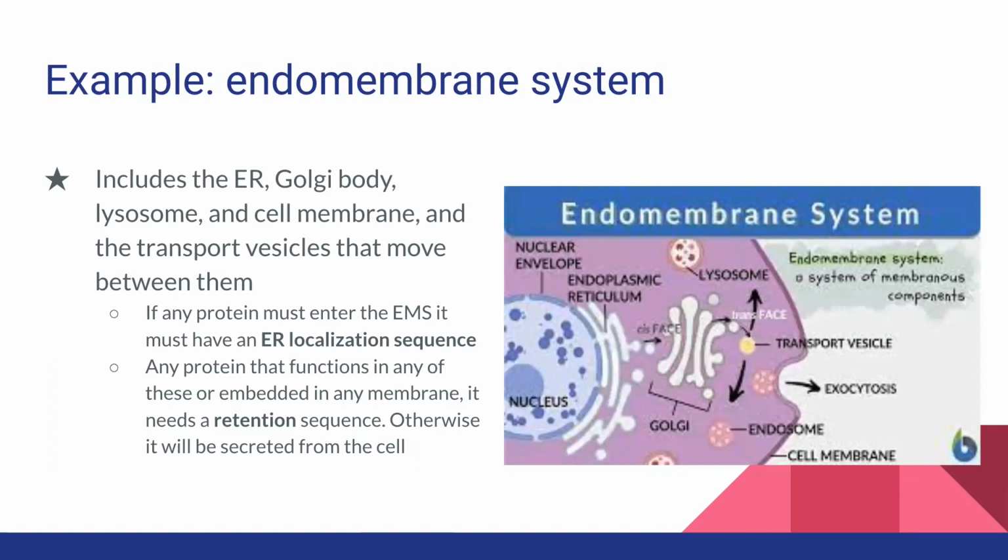Okay, yeah, so any protein that functions in the endomembrane system, including membranes, needs an ER retention sequence in addition to the ER localization sequence. Otherwise it'll be secreted from the cell. So if the primary structure of the amino acid chain being translated only has an ER localization sequence, it'll just make its way through the endomembrane system and then be secreted by the cell. For example, insulin, a hormone, would be secreted from the cell, so it would only have an ER signal sequence.